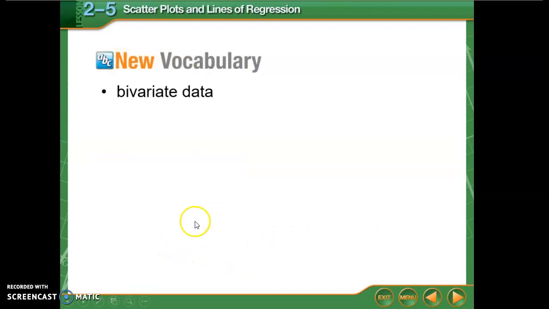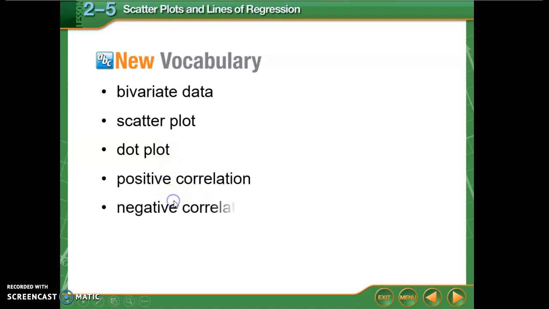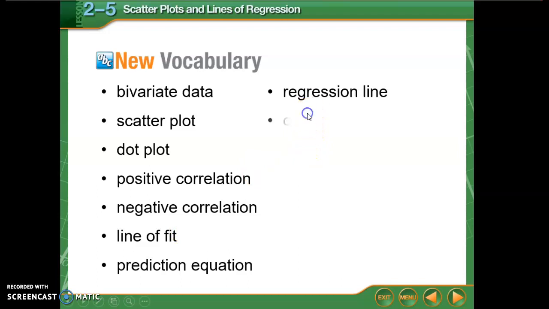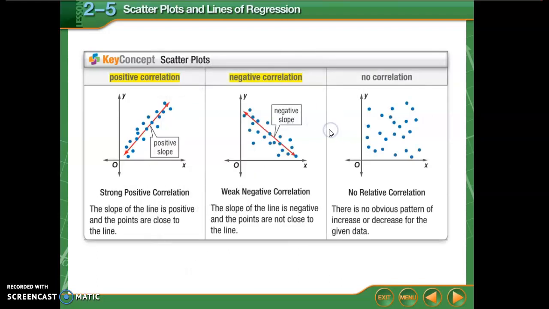of regression. Okay, vocabulary: bivariate data, scatter plot, dot plot, positive correlation, negative correlation, line of fit, prediction equation, regression line, correlation coefficient. Okay, so first, make sure you take notes of this. These are the different kinds of correlation. So the first one is positive correlation. The second one is negative, and the third one is no correlation.